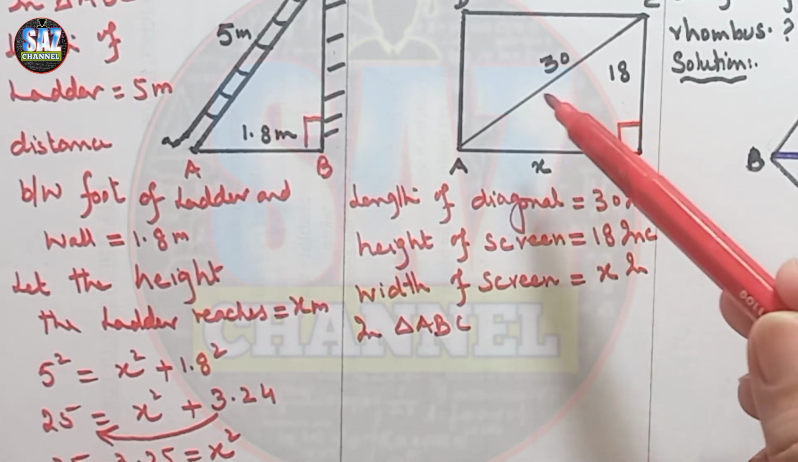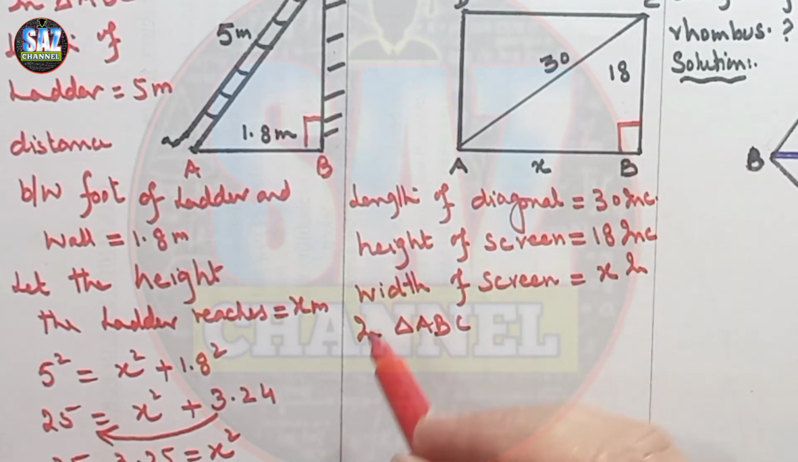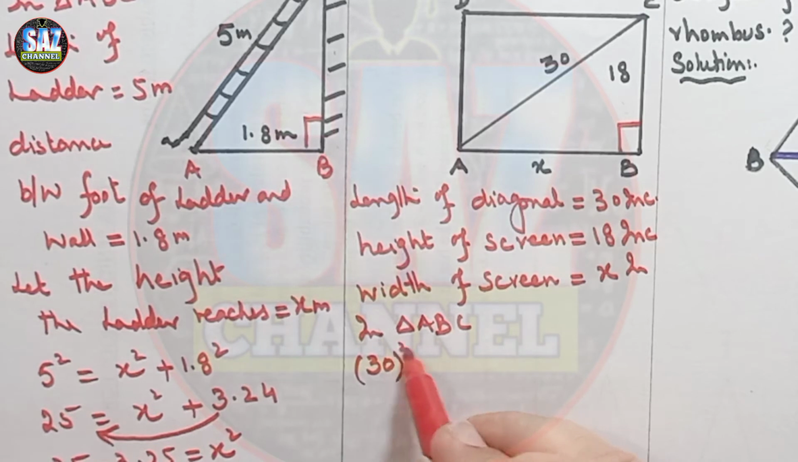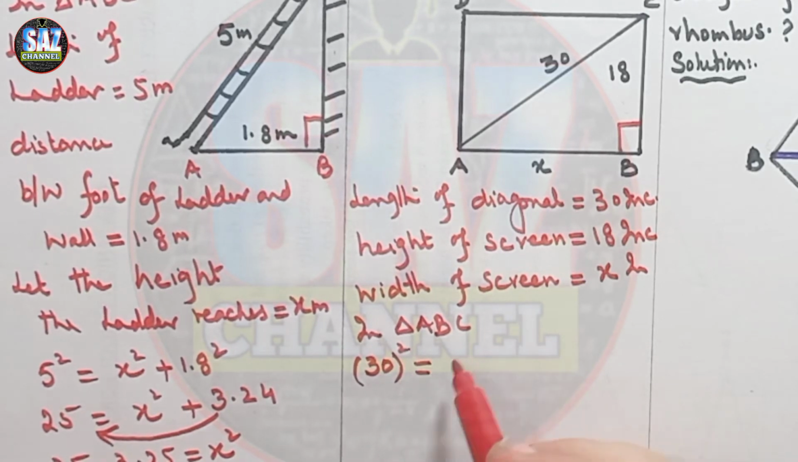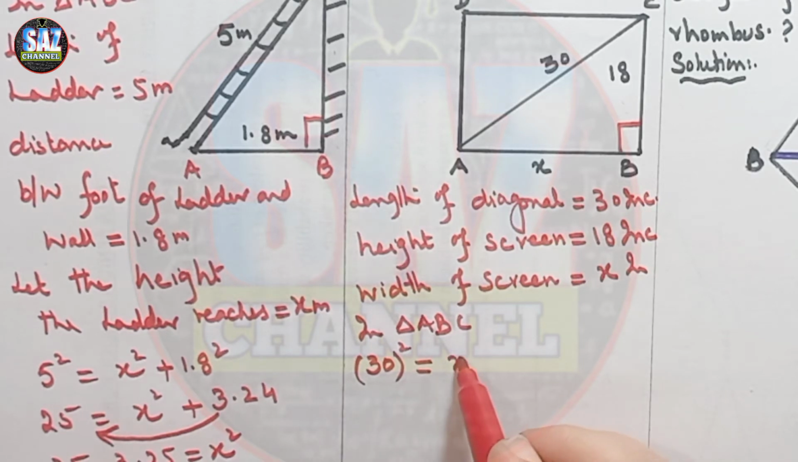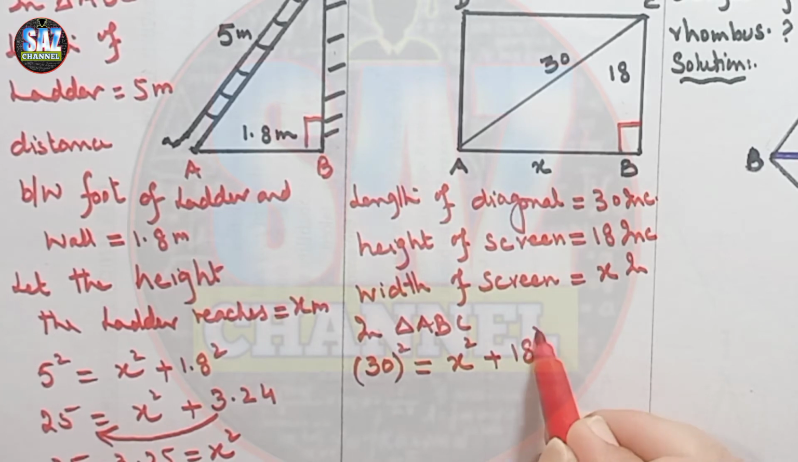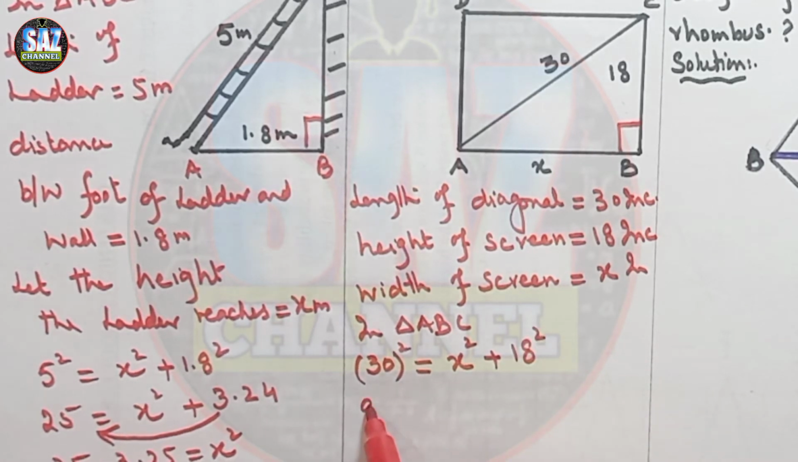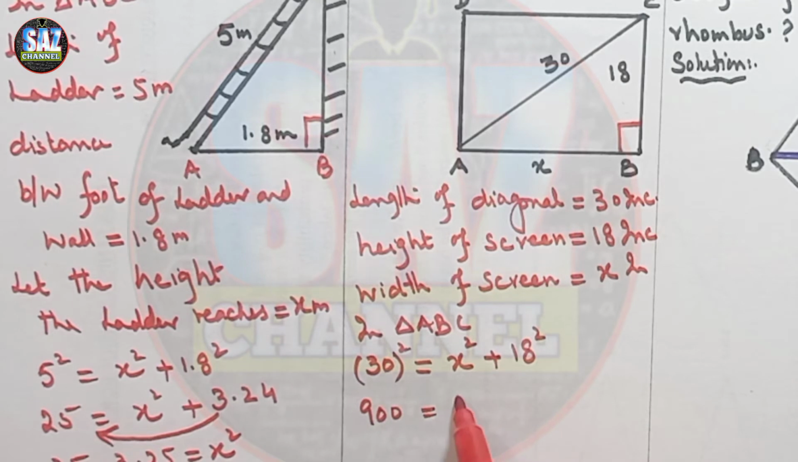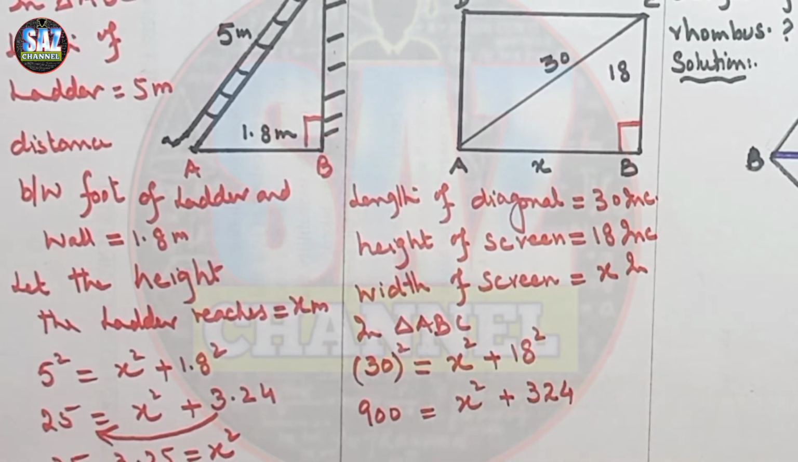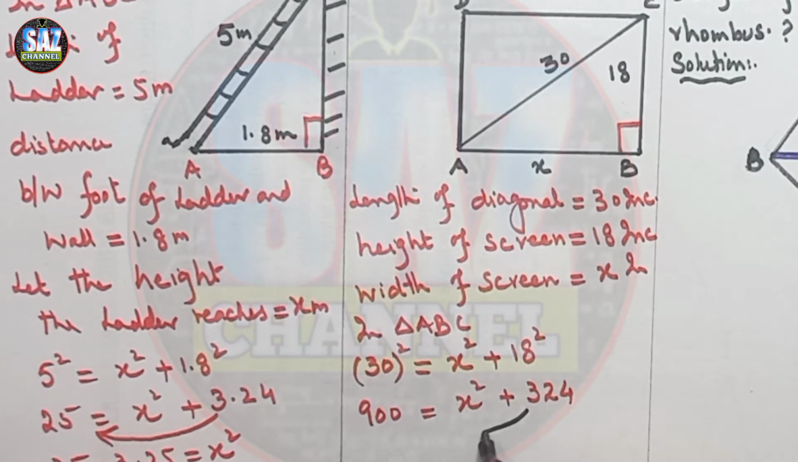30 is the face in front of the 90-degree angle. So 30 square, because the Pythagoras theorem says that the square of the hypotenuse equals the sum of squares of the other two shorter sides. And on this side, I have to write square of x and square of 18. Now 30 square is 900 equals x square plus 324.